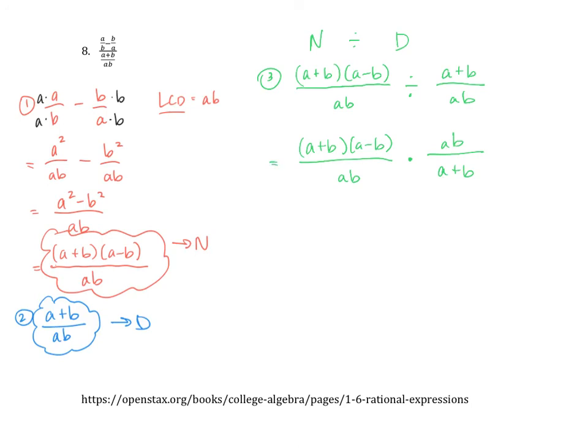Now we want to reduce, so we can see that we have A is the same, B is the same, and A plus B is the same. So we have nothing left on the bottom. Remember, that leaves ones. So we have 1 on the bottom, and we have A minus B on the top. Remember that a fraction over 1 should just be simplified to the numerator. So A minus B is the answer to that one.